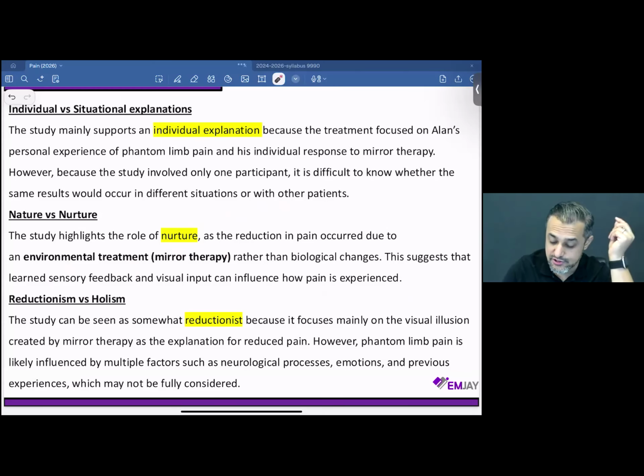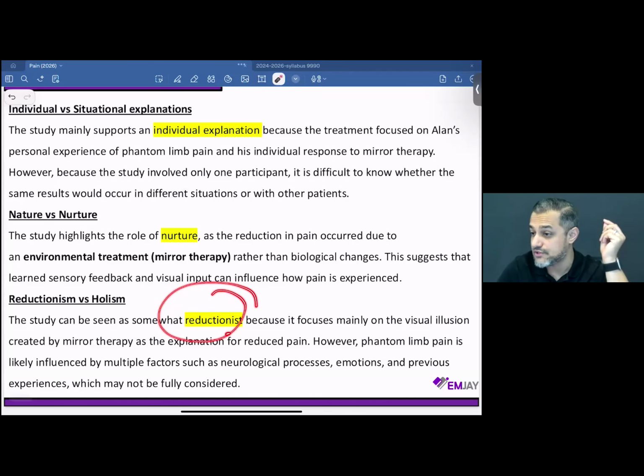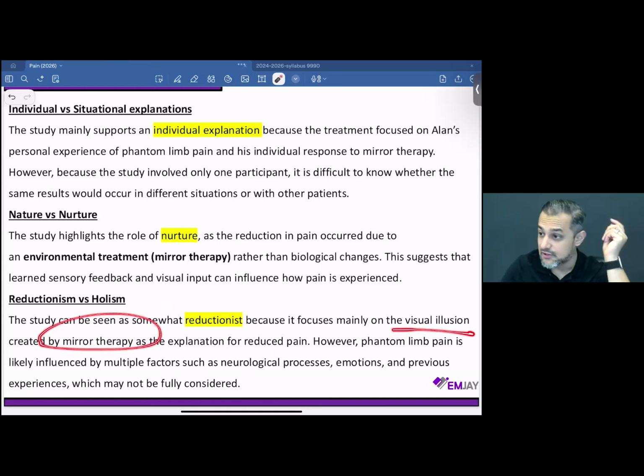Number three, reductionism versus holism. This study can be seen as somewhat reductionist because it focuses mainly on the visual illusion created by mirror therapy. So this focuses on the visual illusion.